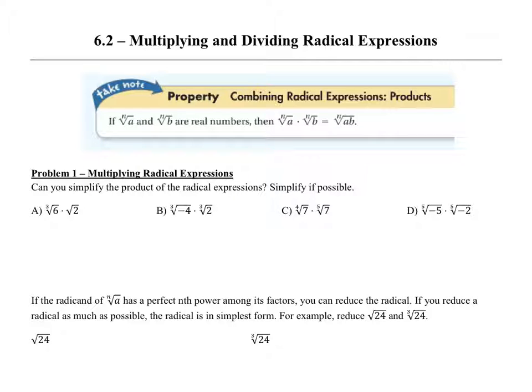So we meet again, 6.2, multiplying and dividing radical expressions. Now one thing that is very important about this is we can multiply and divide radical expressions, but only if this index is the same. So this index, both have ends. So if the index is the same, then you can multiply the numbers underneath and rewrite it, and then simplify it if you can.